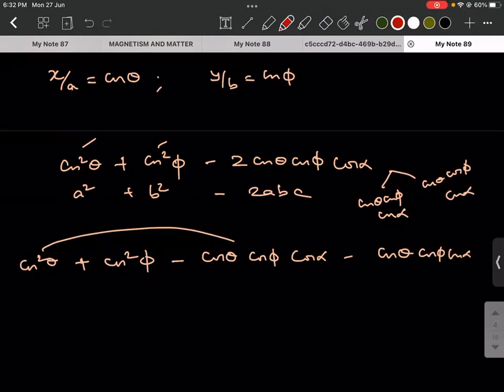Let's see, but I don't think it is going to work. But let's try and see. It will not work. It doesn't get factorized.